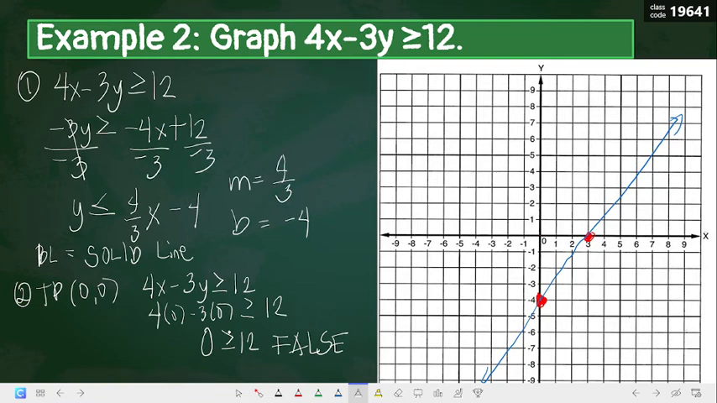Kaya ito ay false. So, kung mag-shade tayo ngayon, saan tayo mag-shade? Kanina true, so dumaan dun sa 0, 0. So, dahil false, dito tayo mag-shade sa lower part. And take note, dahil ginamit natin na ang boundary line natin ay solid, ibig sabihin nun, lahat ng points na nandun sa may line ay kasali siya sa solution ng linear inequality. And that's it. And that's how you graph linear inequality.